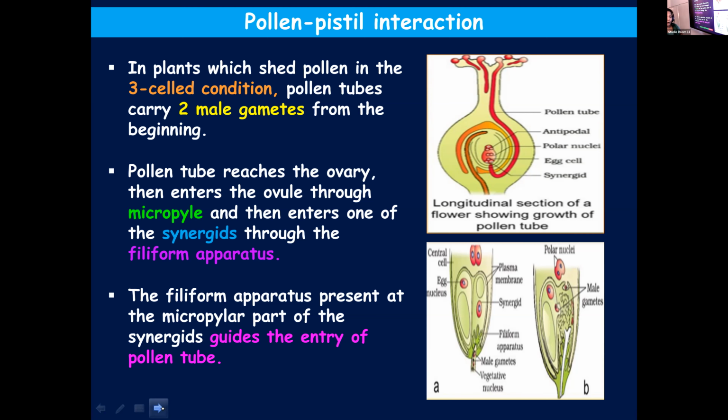Any slide or any point you need clarification? Ma'am, can you just repeat this slide? This one. The first statement, I think you know, two-celled and three-celled, no doubt, no?